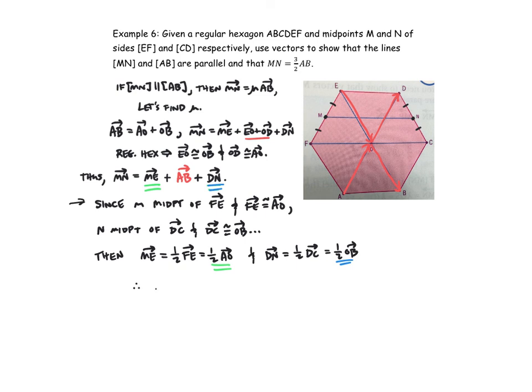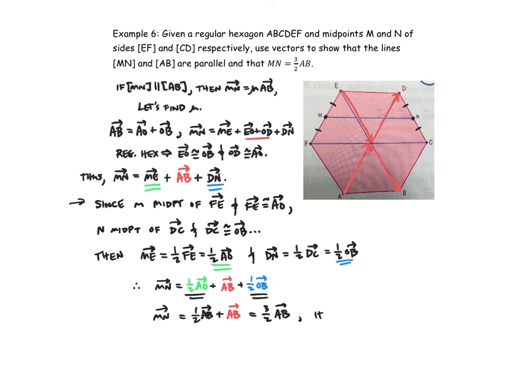Because now, therefore, MN is going to be equal to 1/2 AO plus AB plus 1/2 OB, which if I combine the green and the blue, I end up getting 1/2 AB plus AB. So MN is equal to 3 halves AB.